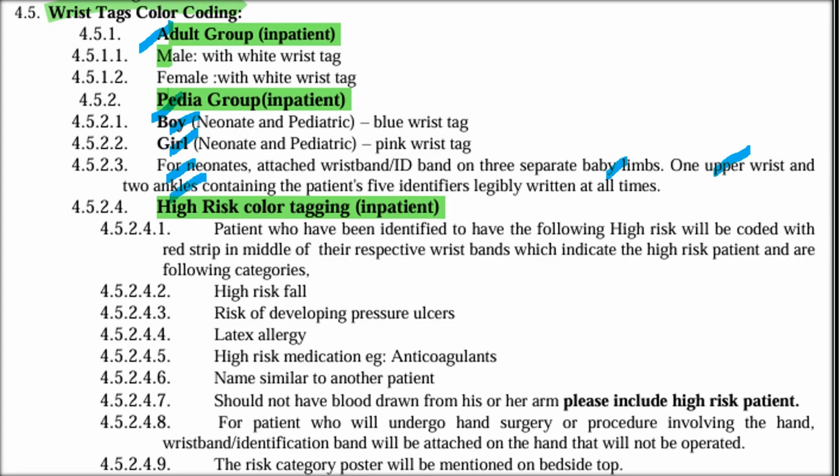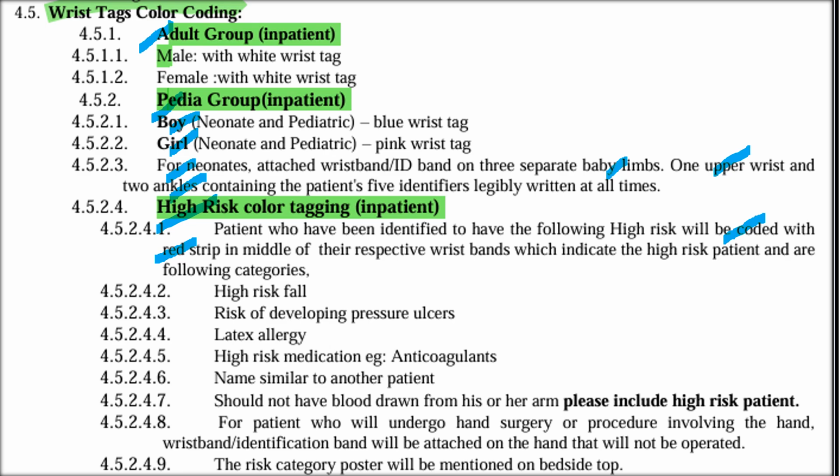containing the patient's 5 identifiers, and these include: number 1, mother's 3 to 4 names; number 2, baby's medical record number; number 3, sex of the baby; number 4, nationality of the baby; and last, number 5, date and time of birth. Now, for the high-risk color tagging for inpatient, it is stated in our policy that they will be coded with a red strip in the middle of their respective wristbands.